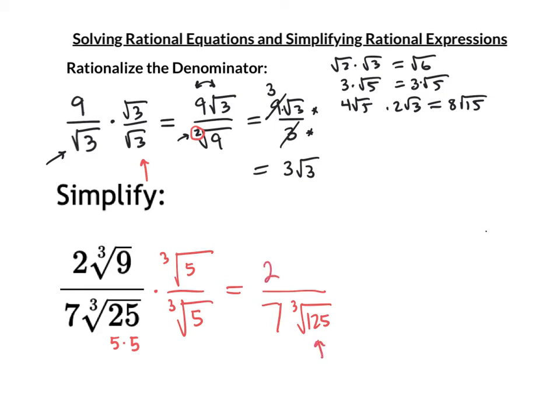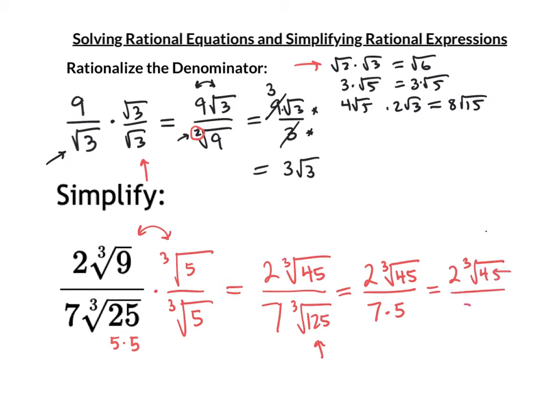Above, I can multiply those. These are the same kind of things. Just like root 2 times root 3 is root 6, the cube root of 9 times the cube root of 5 is the cube root of 45. We can simplify this further. 2 times the cube root of 45 over 7 times the cube root of 125 is 5. That's 2 times the cube root of 45 over 35. And that is my answer.